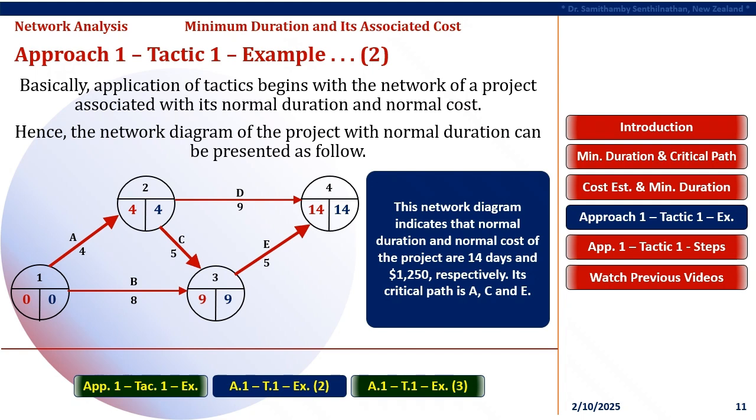Using the information, you can determine the minimum duration and its associated cost of the project. Basically, application of tactics begins with the network diagram of a project that is associated with its normal duration and normal cost. Hence, the network diagram of the project with normal duration is presented here, as per the given information. This network diagram indicates that normal duration and normal cost of the project are 14 days and $1,250, respectively. The critical path of the project consists of the activities A, C, and E, as shown by the thickest arrows in the diagram.